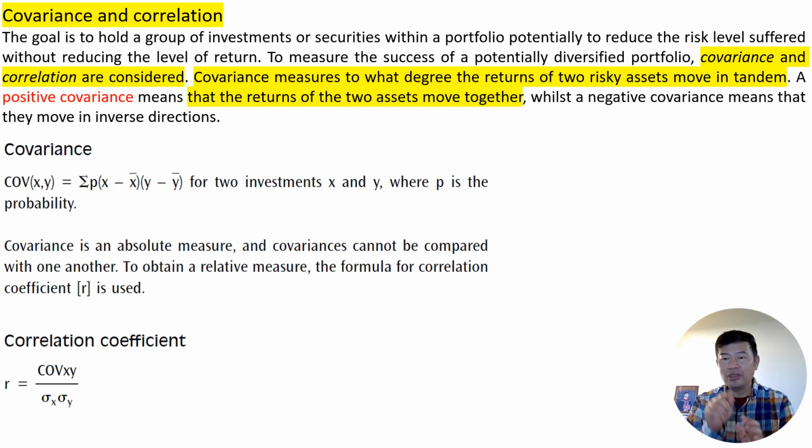Portfolio: you invest in a lot of projects. If the covariance has a positive sign, it means it moves in the same way, which we call co-movement. If it has a negative sign, it means it moves inversely, in the opposite way. So this is the formula to calculate the covariance: summation of probability multiplied by x minus x bar multiplied by y minus y bar.